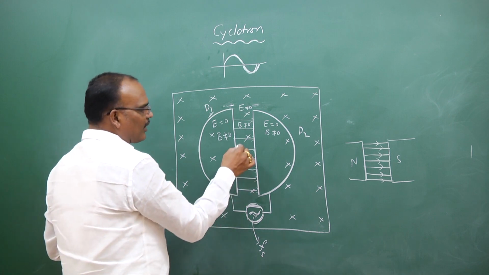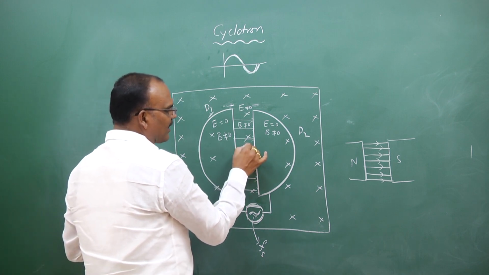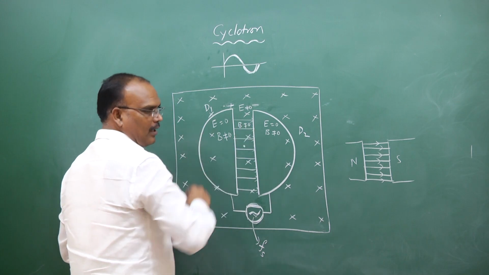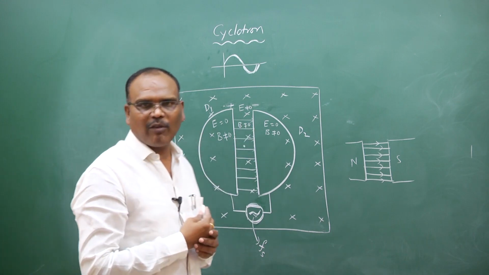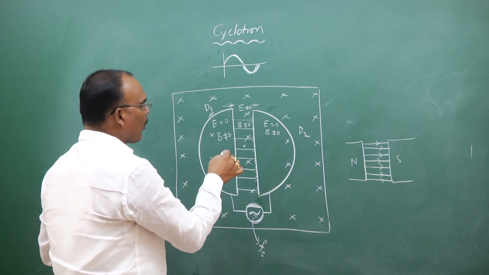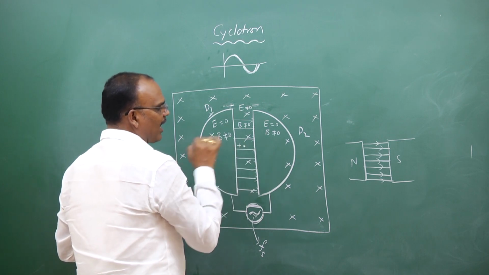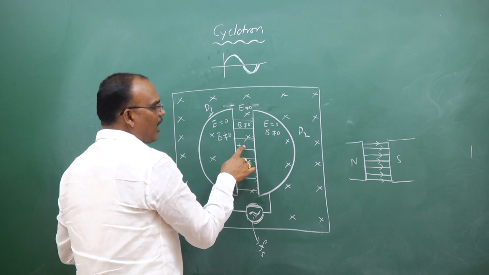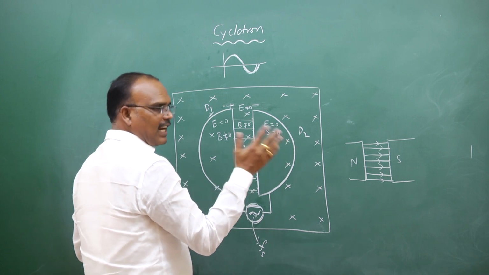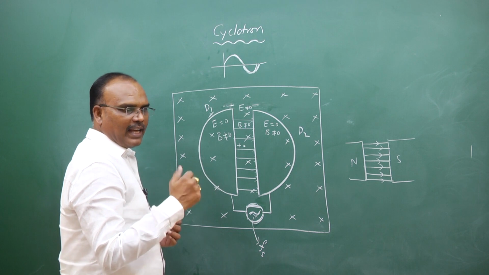At the center of the disks, we can place a source of ions, positive ions maybe or negative ions. If you place a positive ion here, a positive ion at rest produces only an electric field. There is no magnetic field.